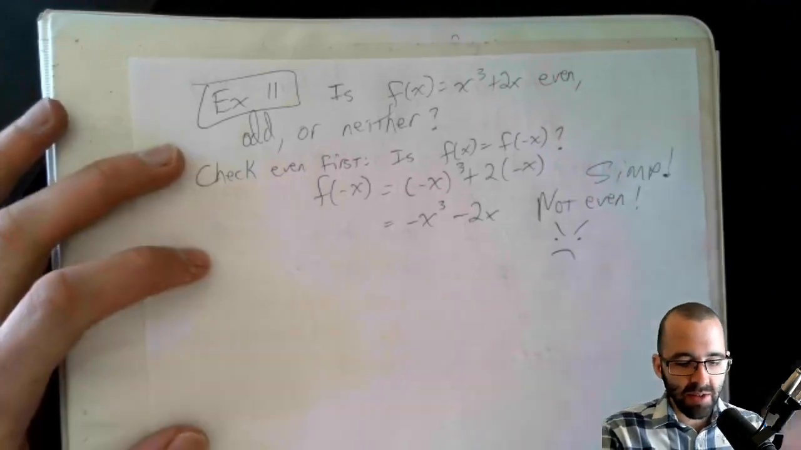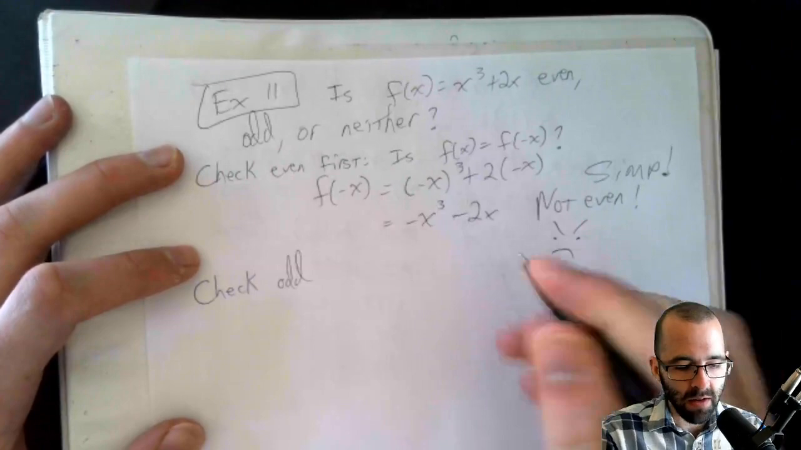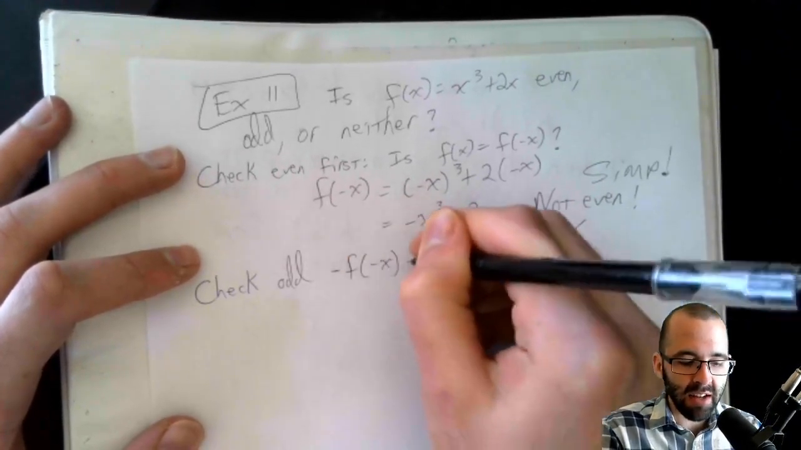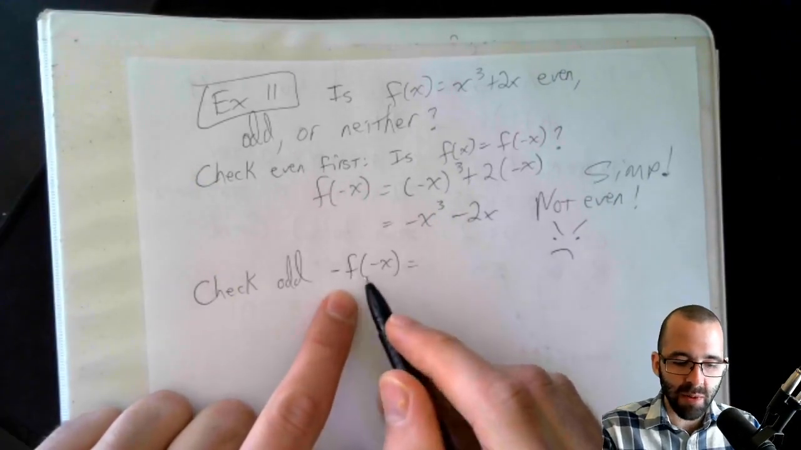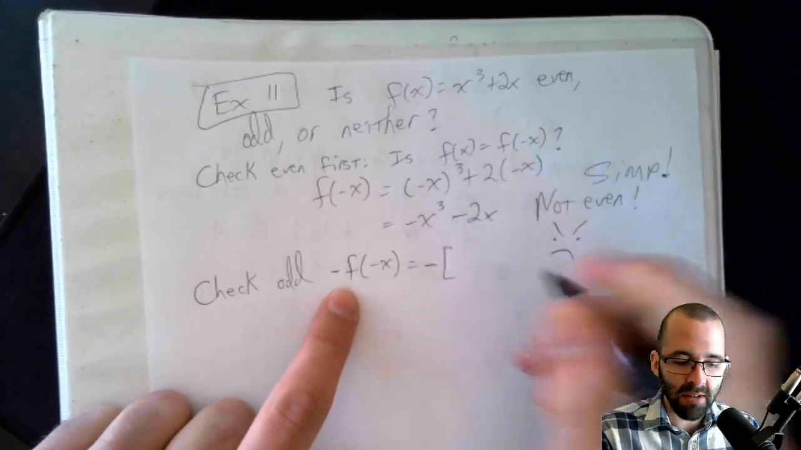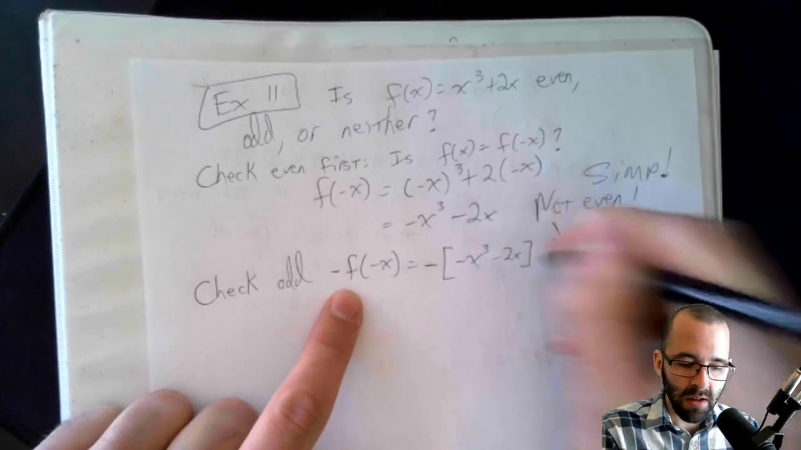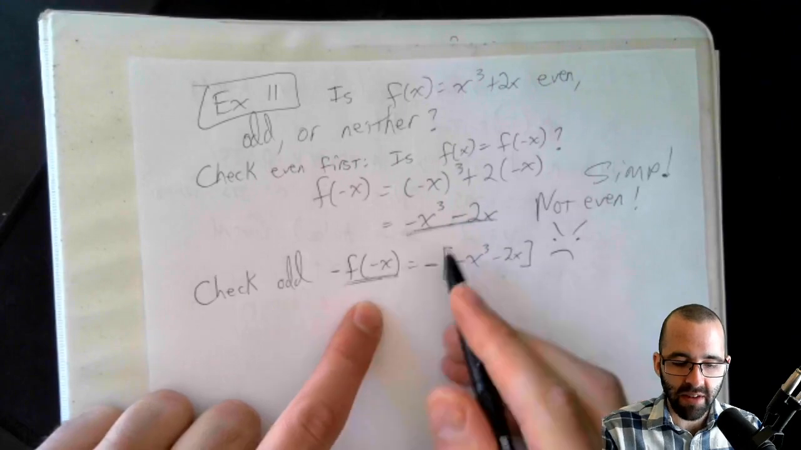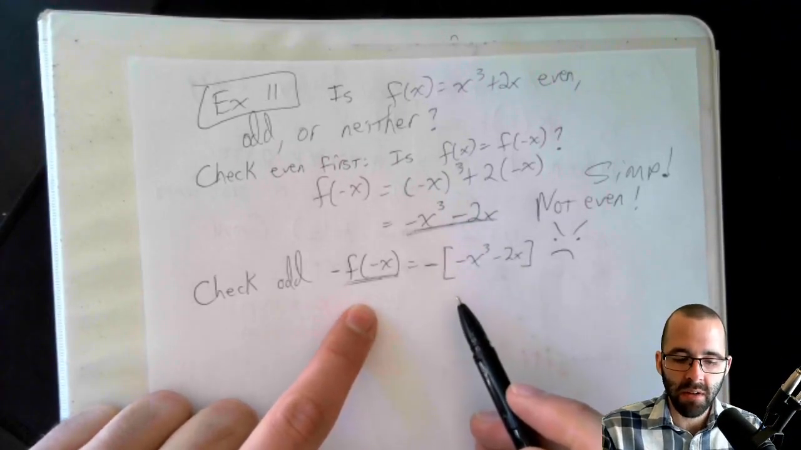All right, so let's check odd. We need to look at negative f of negative x. Well, we already found what f of negative x was, right? This is f of negative x. So negative, right? Because this already is f of negative x. We don't need to do that calculation again. You could if you wanted to, though.